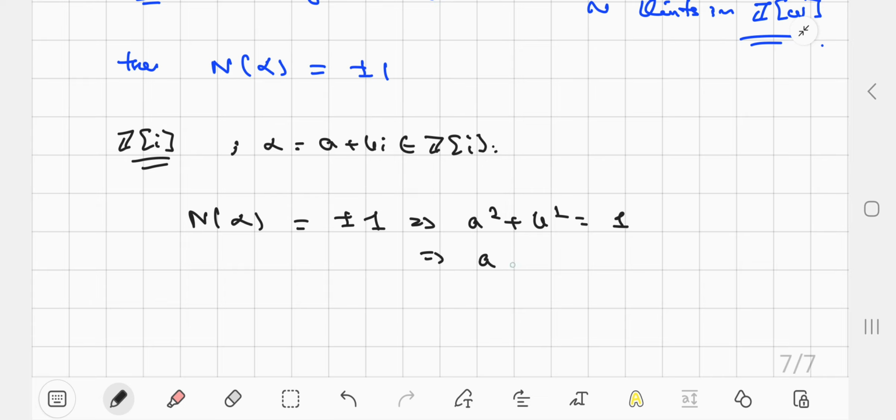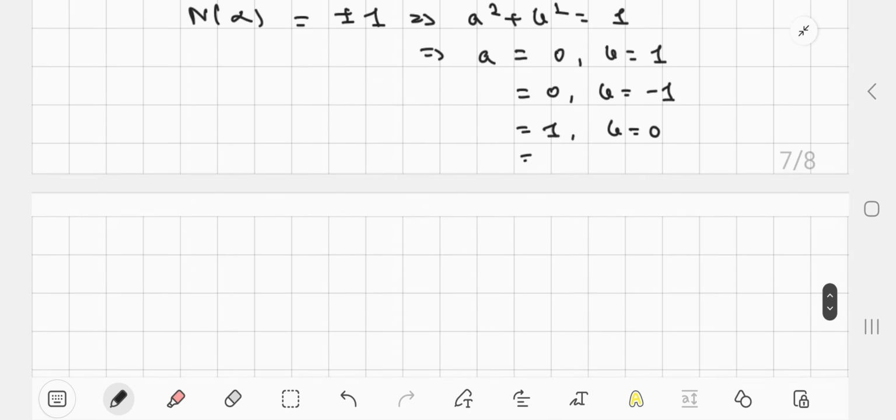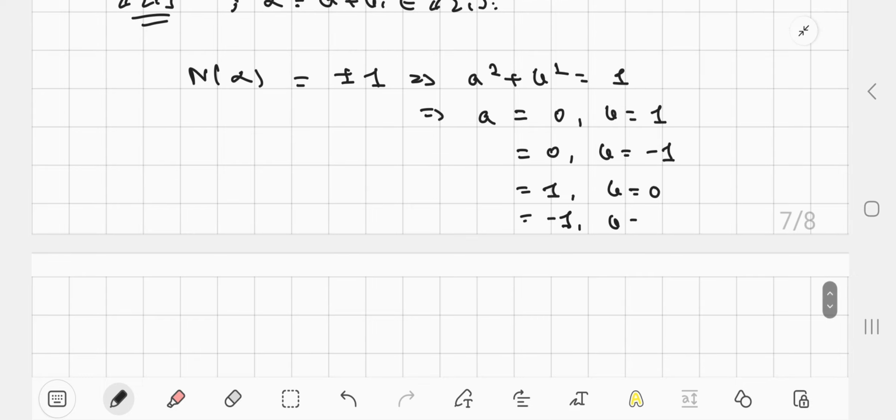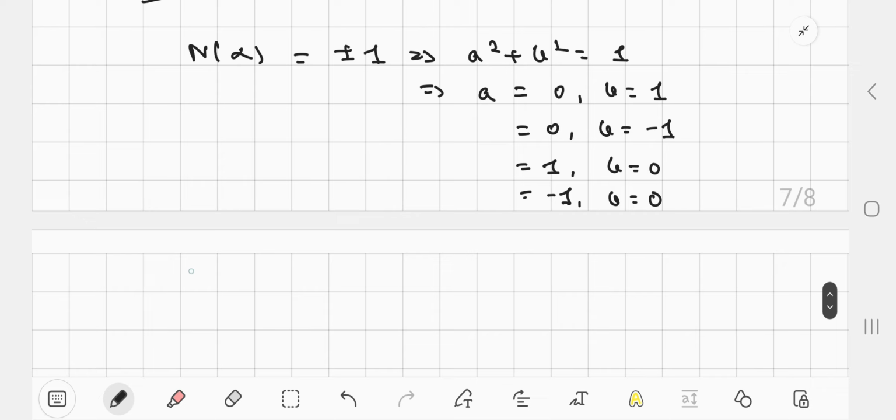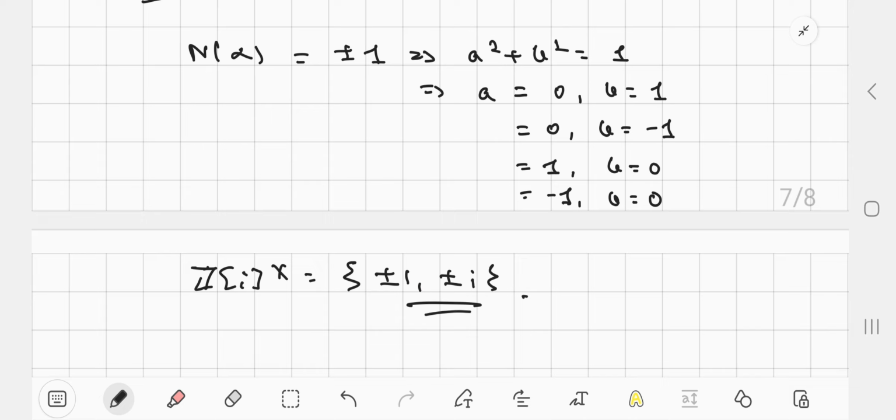What we can say is that a square plus b square is plus 1 precisely, but that means the elements we can consider are those where a is 0 and b is 1, a is 0 and b is minus 1, a is 1 and b is 0, and a is minus 1 and b is 0. So therefore the only units in Z[i] are plus minus 1 and plus minus i. Clear?